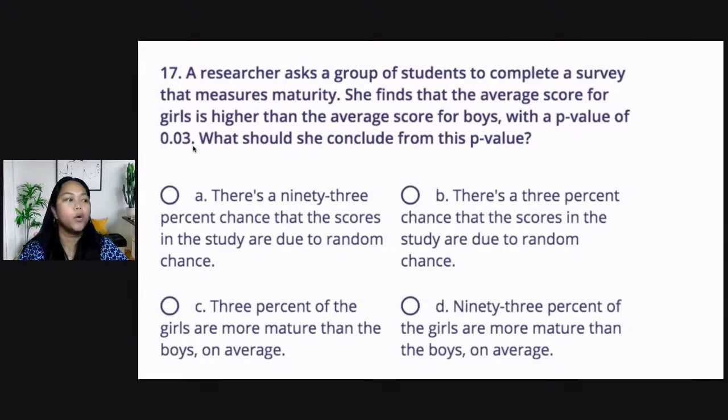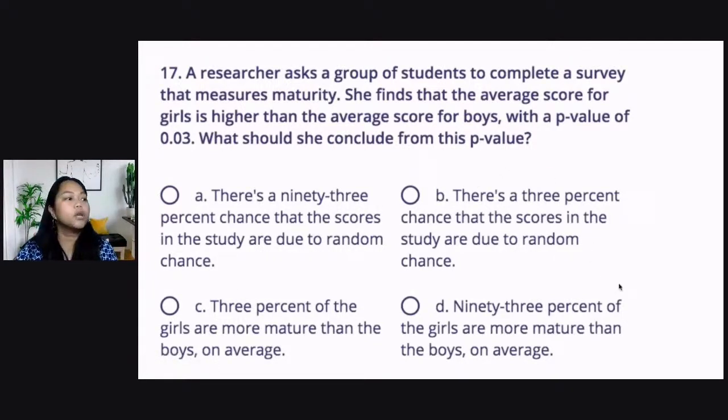P-value of 0.03. Remember, when you say p-value, it is the chance that the results happened randomly. So the acceptable value for p-value would only be from 0.00 to 0.05. It should not be higher than a 5% chance that the results happened randomly. So we cannot choose letter C because letter C is still comparing your two groups. This is the t-test, not the p-value. The p-value would just be the chance. It checks the results of your t-test.